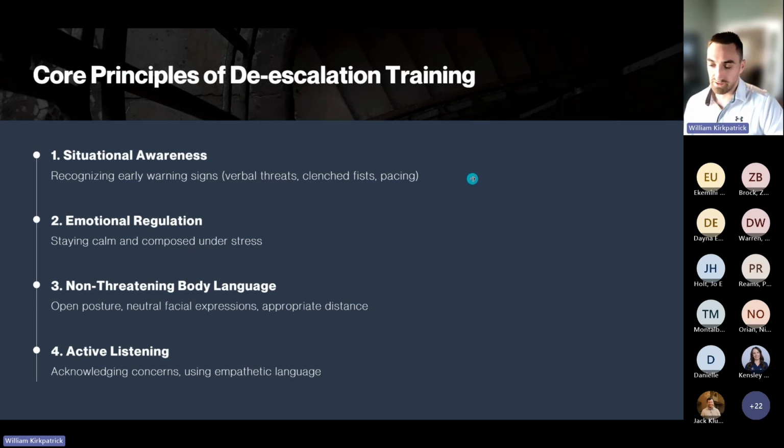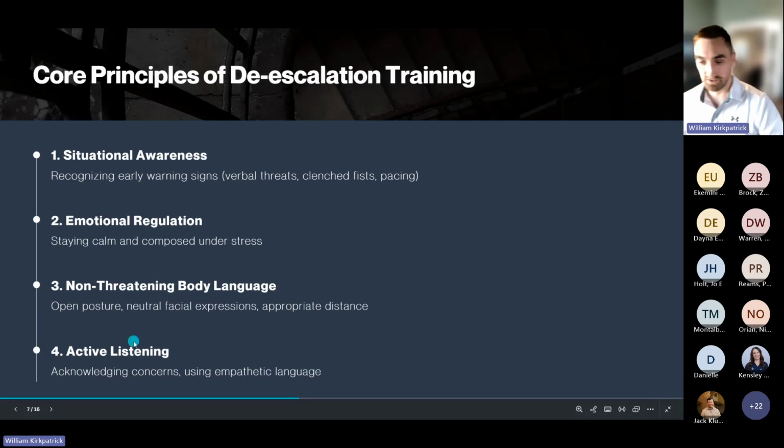But as we know from a lot of writings and theoretical learning, we talk about those core principles of de-escalation training. These are some of the de-escalation techniques and principles that we should all follow. So, having situational awareness, recognizing early warning signs, and emotional regulation, staying calm and composed under stress. That's something you cannot teach with just reading in a book. But once again, that's where simulation really comes in. Using non-threatening body language, once again, role play, and then active listening.